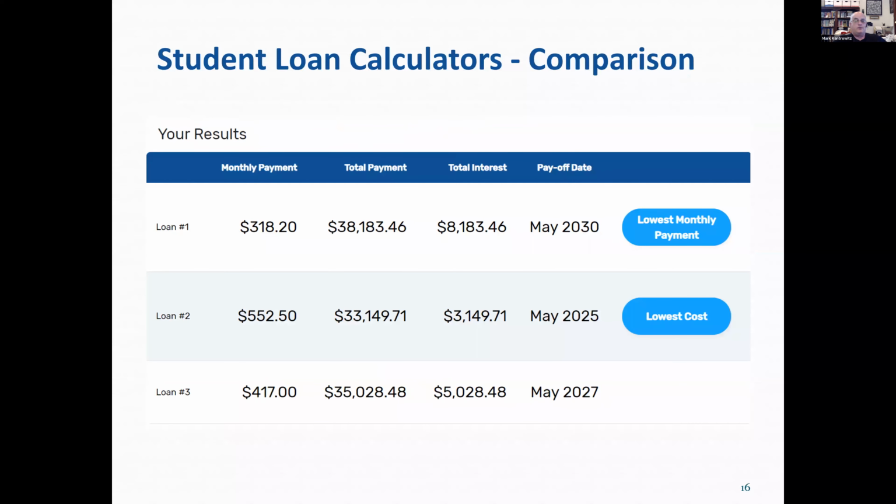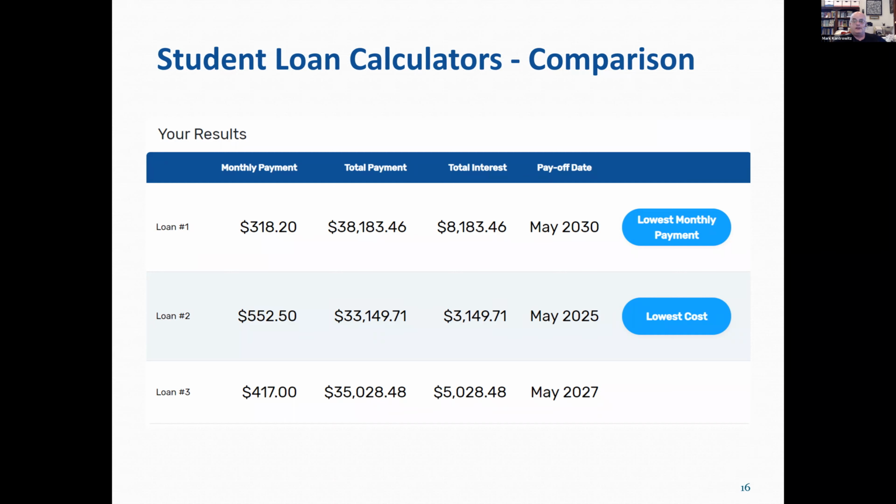Now we have another calculator called a student loan comparison calculator. And this one lets you compare multiple loans, 2 or more loans at the same time. You can just keep on adding the loans. And it's going to show you the monthly payments, and total interest, as well as how long it's going to take before your loans are paid off. And then it automatically flags the loan that has the lowest monthly payments and the loan that has the lowest total cost in the right column.